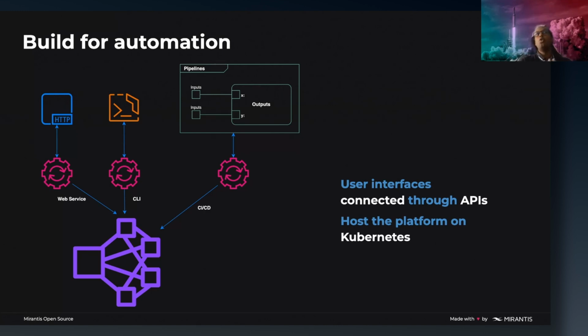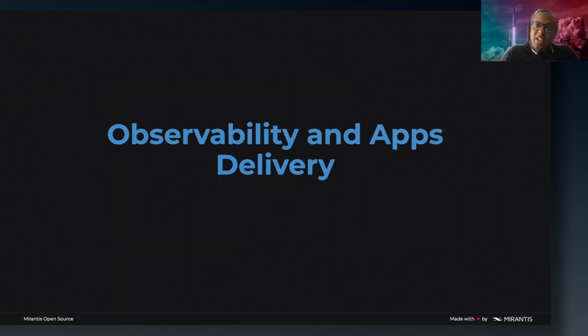Kubernetes is the right platform to host all these services. So you can use again that primary Kubernetes management cluster, where you will be hosting your API backend and your API gateway, and where you will then start to serve your HTTP-based web service and CLI, and connect to your CI/CD pipelines, right? Observability and apps delivery then come on top of that.